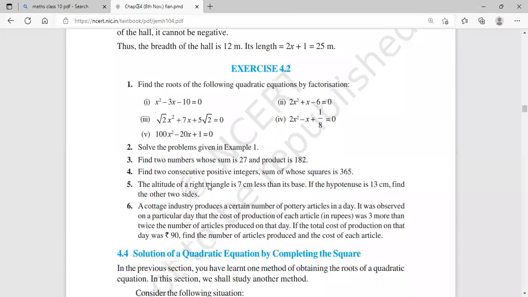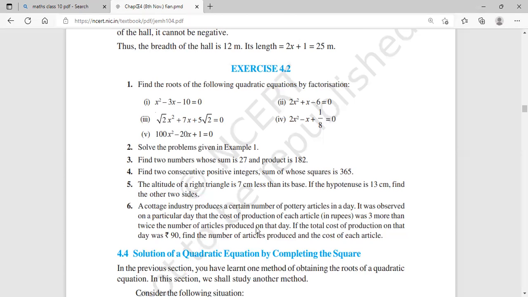A cottage industry produces a certain number of pottery articles in a day. It was observed on a particular day that the cost of production of each article was 3 more than twice the number of articles produced. If the total cost of production on that day was rupees 90, find the number of articles produced and the cost of each article. So we have to find two things. We have to find the number of articles produced and the cost of each article. Let's say the number of articles produced in a day is X and the cost of each article is Y.